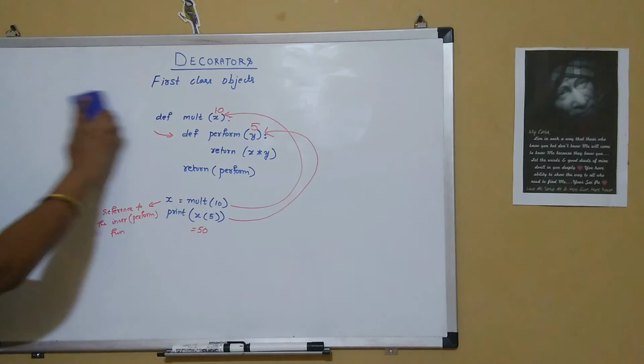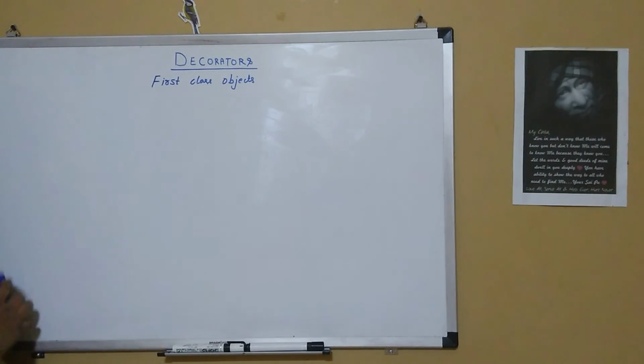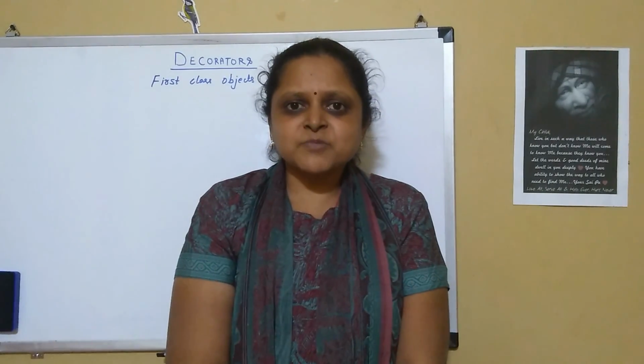So what is a first class object? It is nothing but a function that can be treated as an object just like an integer or list. It passes a function as an argument to another function. It assigns the function to a variable and it returns a function from another function. So all these things are very much needed when we go into the decorators section. So hope it is clear for you, the first class objects in Python programming language.